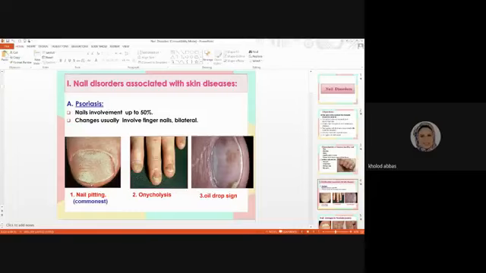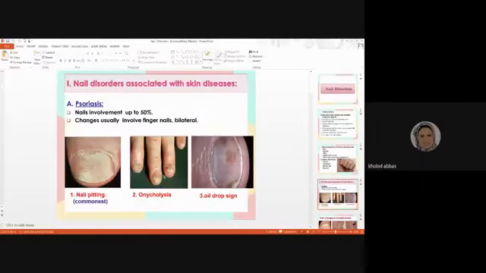Second nail finding, we can find onycholysis, which means separation of the nail plate from the nail bed. As the separation happens, you can see this yellowish discoloration of the nail, which represents the separation between the nail bed and nail plate. Oil drop sign, which is characteristic for psoriasis, we can find the orange spots in the nail plate.